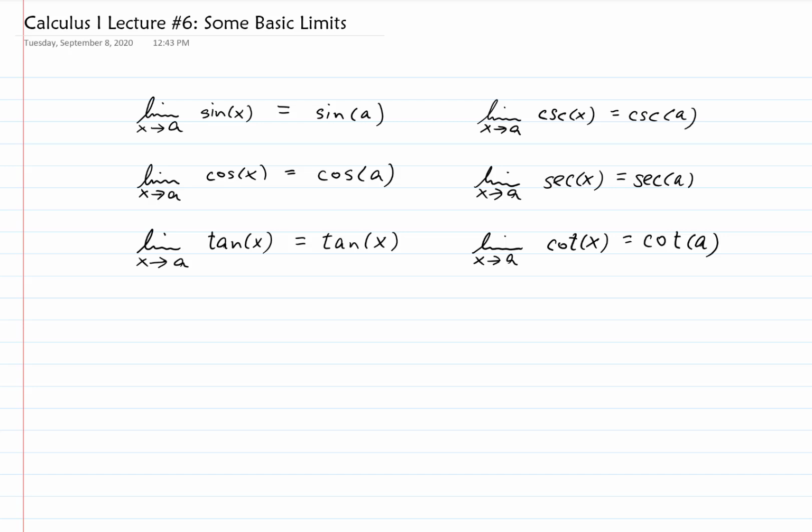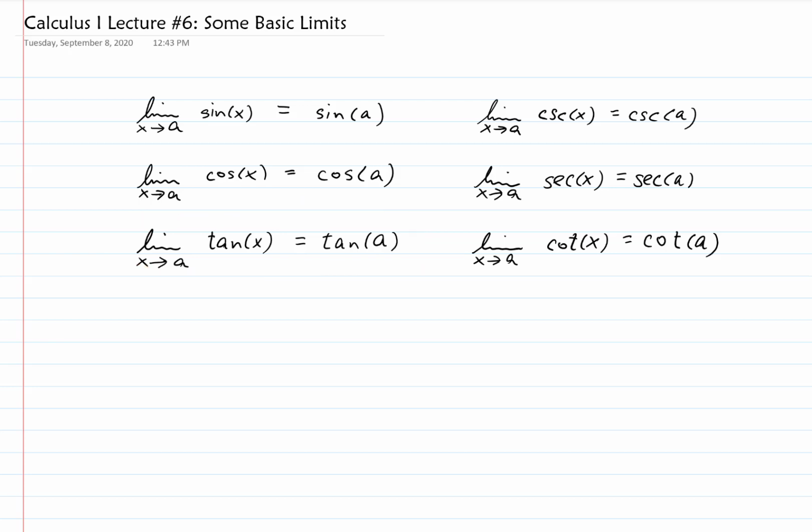And I should add that this is assuming that a is in fact in the domain of those functions. And I see a mistake on the tangent there. I wrote tangent of x and it should have been tangent of a. Okay, so that's assuming a is actually in the domain. Like for instance, this one here for tangent. That would not work if a was pi over 2 because there's no such thing as the tangent of pi over 2. Okay, so in that case, that wouldn't work.